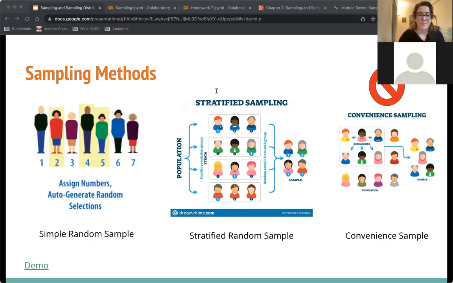So let's show in Python how we would create a sample from a data frame.